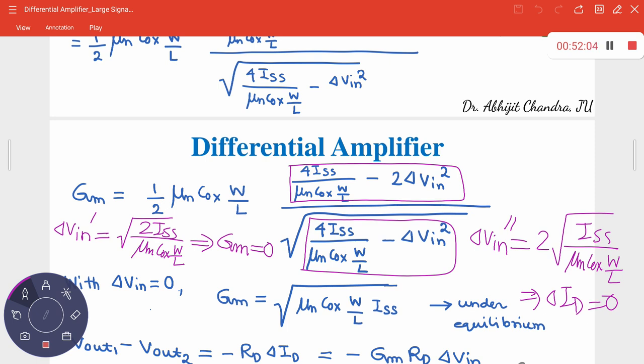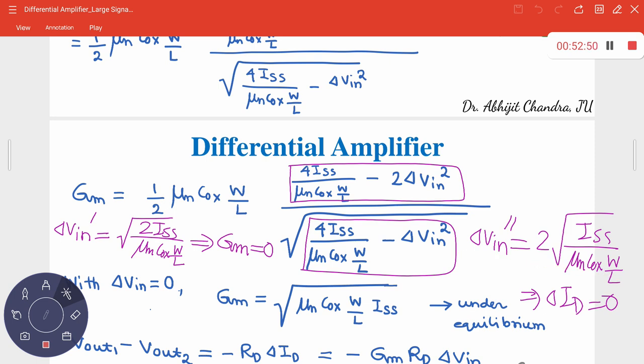When delta V dashed is equal to square root of twice ISS upon mu n C ox W over L, then GM was equal to 0, from this expression only. If this is equal to 0, that means GM equal to 0. That means twice delta V square is equal to 4 ISS by mu n C ox W over L, or delta V is equal to square root of twice ISS by mu n C ox W over L. Last time, in the expression of delta ID, you have that factor, mu n C ox W over L into delta V into that factor, from where if delta V square is equal to this one, then delta ID was 0. For which delta V in double dashed is equal to twice of this one.